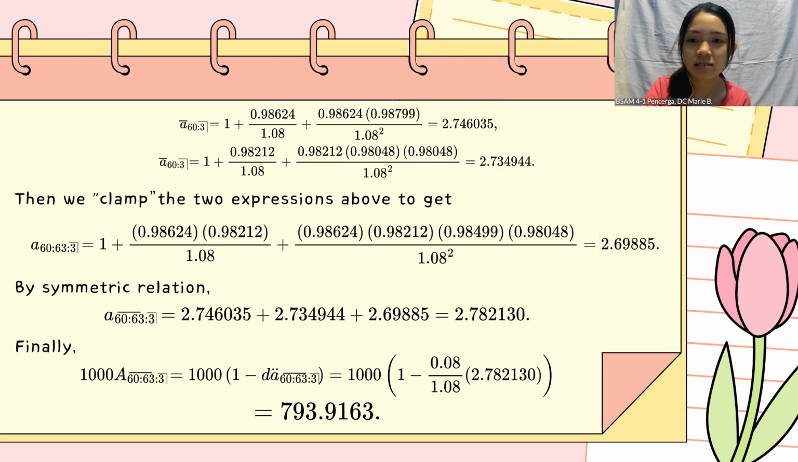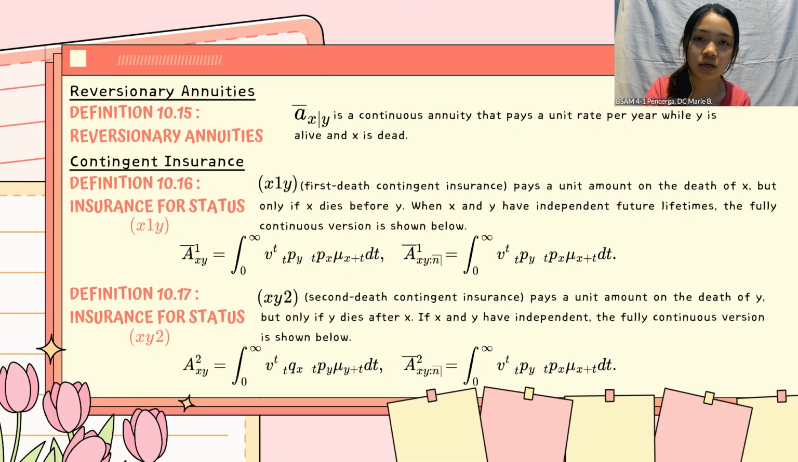In terms of last survivor status, by the symmetric relation, we have 2.782130. Using this value, we solve for the APV of the 3-year term life insurance on two independent lives and obtain 793.9163. Next is the reversionary annuity, which refers to the payment of unit rate per year while y is alive and x is dead.